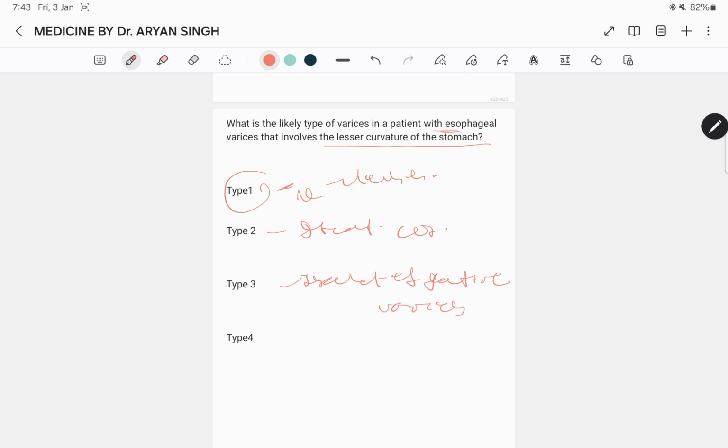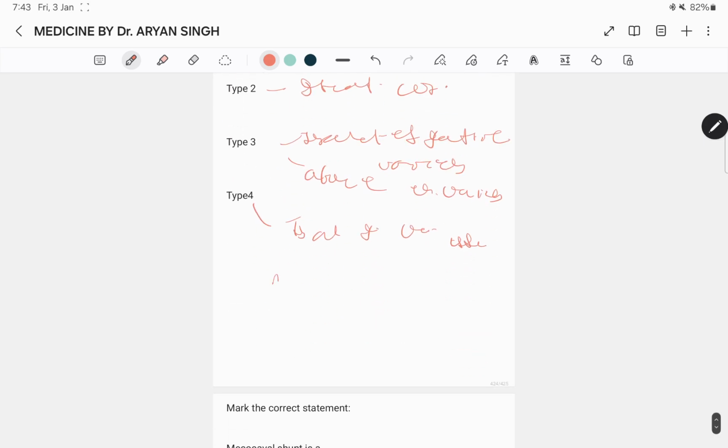The gastric varices occur in the fundus and there is an absence of esophageal varices. Type 4 is also isolated gastric varices in which any part of the stomach is involved, like the stomach antrum, body and pylorus, but esophageal varices are absent.